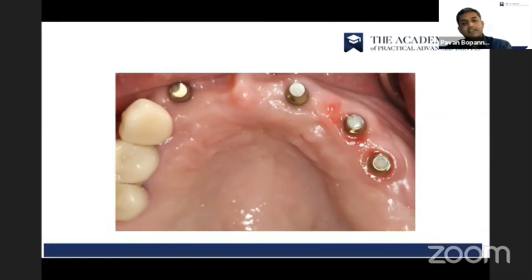The reason I put this picture is the case I showed you earlier. So you can see 3 temporaries on the left-hand side. I removed this full arch or 7-unit temporary just to show you how clean it looks with conical connection. There's not a bit of cement. Screw stings when you remove screw retained prosthesis. But this is beautiful, and this was just 12 weeks after I loaded it.